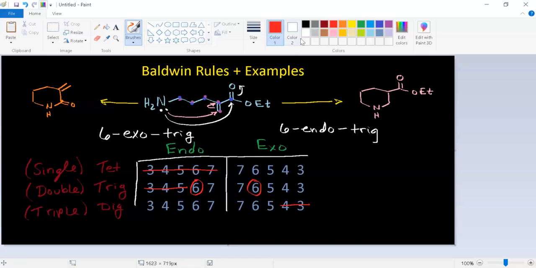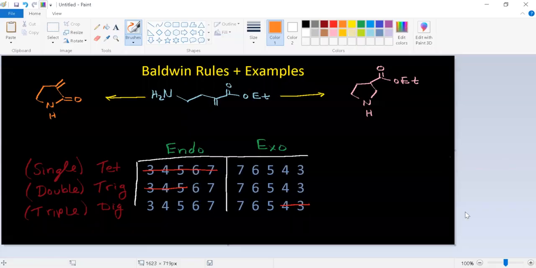So the one that shows the beta position is the one in pink. And so that one is going to be our faster reaction. And this one will be our slower one. So a lot to take in. Let's go on and try the second one and try to put all the pieces together.